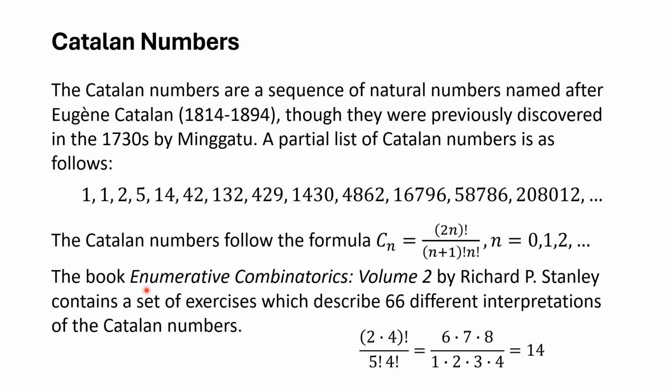There's a book, Enumerative Combinatorics, Volume 2 by Richard Stanley, that has 66 different interpretations. So there are 66 different problems. They don't really look all that much the same at face value, and they all have these Catalan numbers as their solution. I'll show you an example on the next slide of another problem that has the same solution.